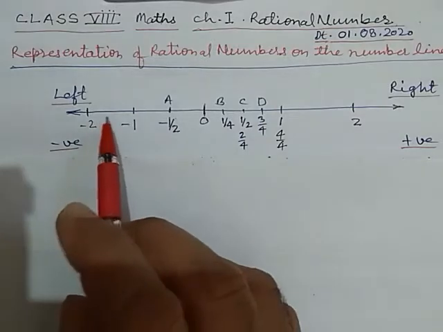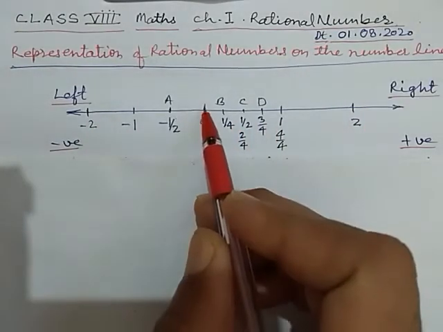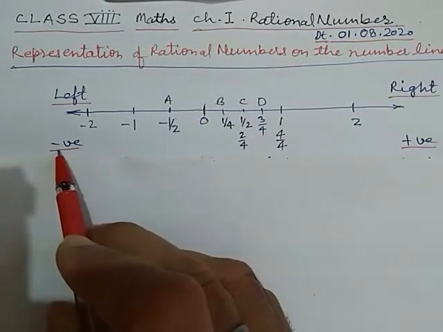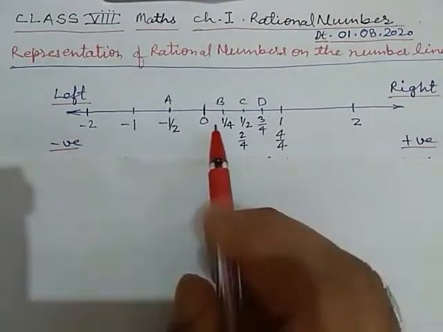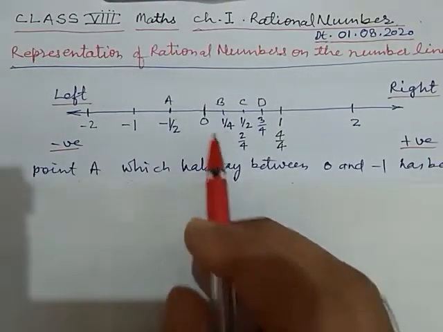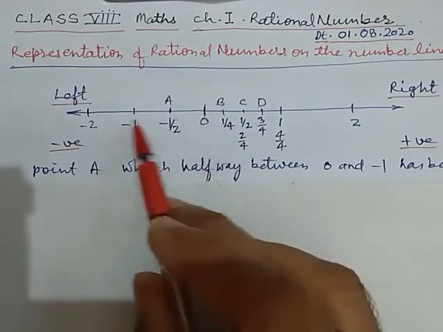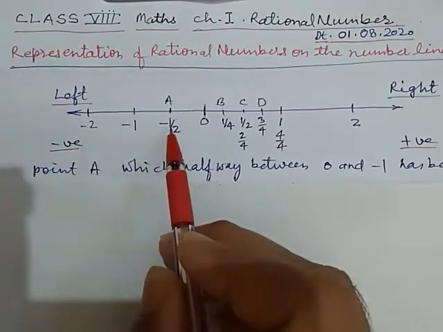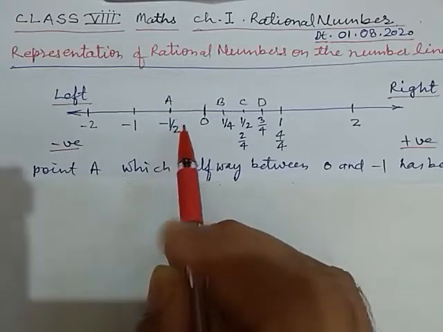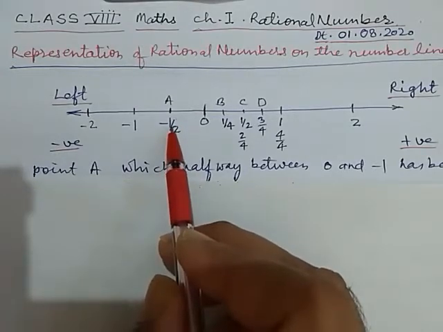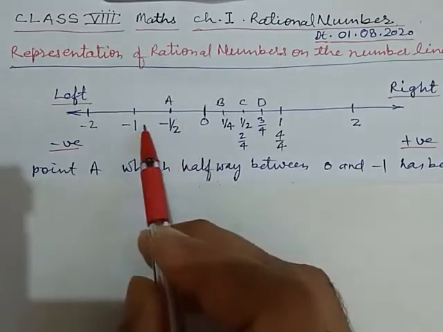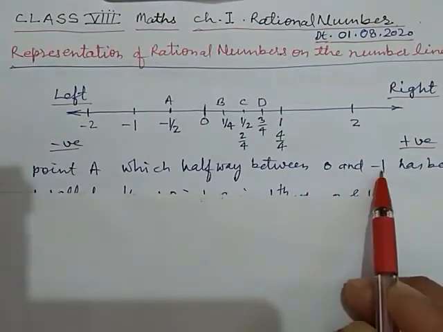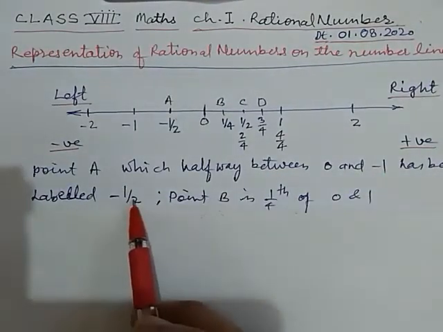Now we start. This is our number line. This is 0 of the number line. Right side it is positive and left side negative. Okay? Now we want to point out what is the meaning of these fractions. Here point A, which represents minus half, is labeled as halfway between 0 and minus 1. Okay, point A, which is halfway between 0 and minus 1, has been labeled as minus half.